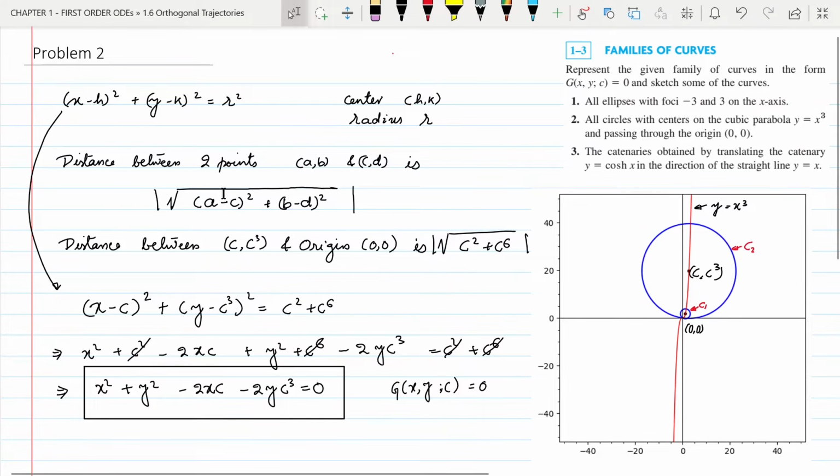Then we put the h and k, which are the center coordinates, and radius r in the general form of a circle with center (h, k) and radius r, and by simplifying that equation, we found the parametric equation, the one parameter equation of circles with center on the cubic parabola y equal to x cube and passing through the origin (0, 0). Now let us plot the circles using SageMath.